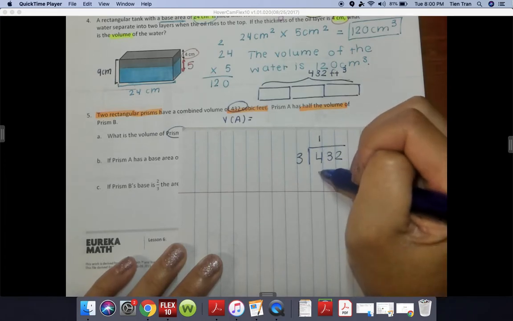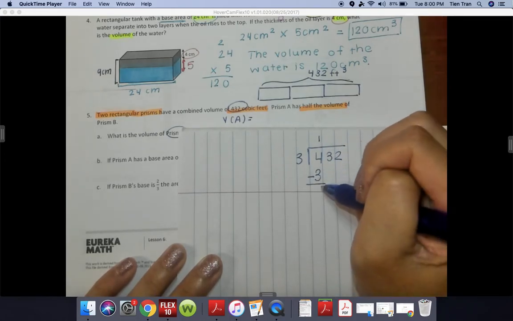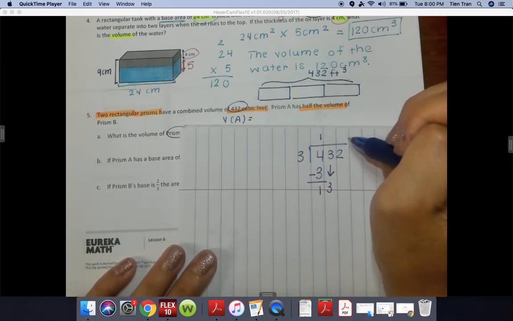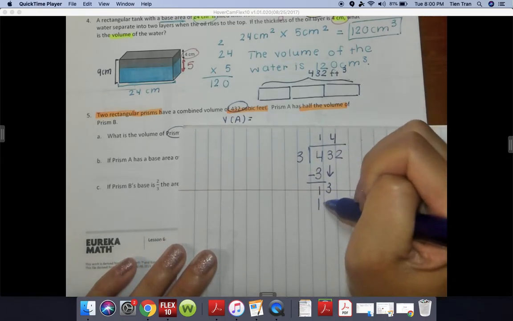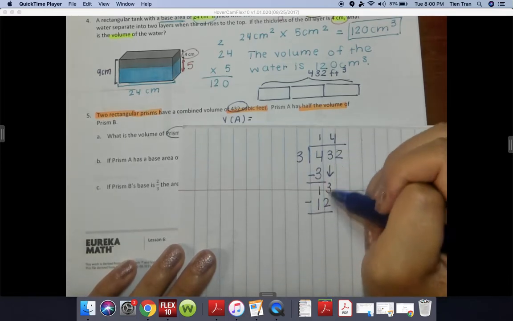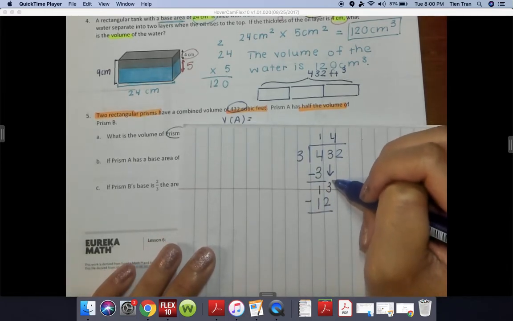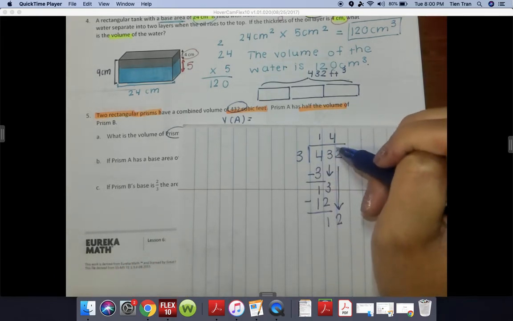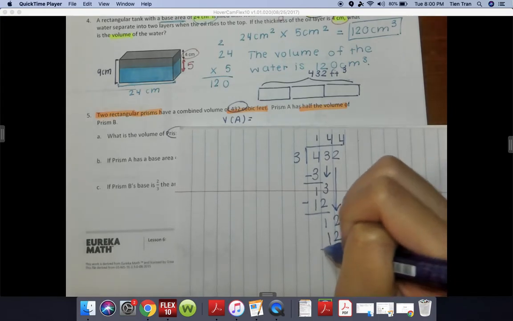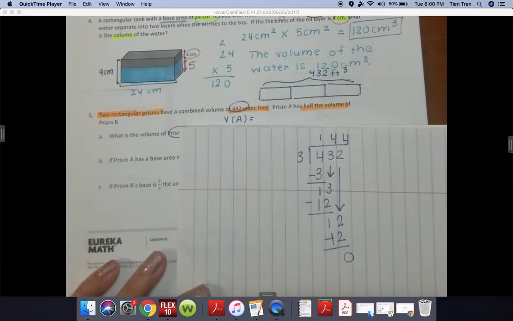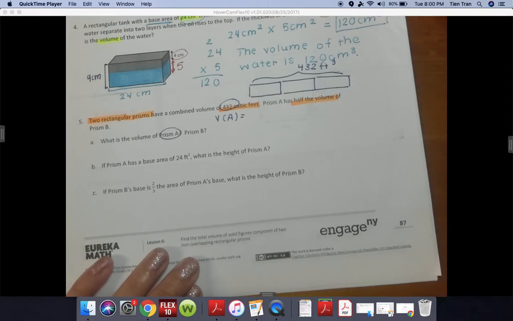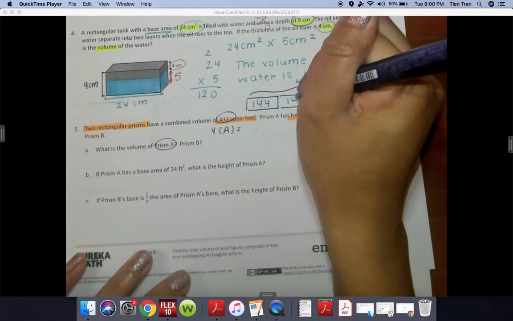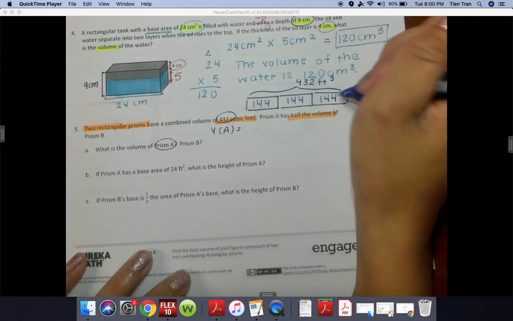3 goes into 4 one time, I subtract, 4 minus 3 is 1, bring down my 3. 3 goes into 13 4 times. I know that 3 times 4 is 12. 13 minus 12 is equal to 1. I bring down my 2. 3 times 4 is equal to 12. I subtract and get 0. So I have 144 in each of these right here. So I'm going to write 144, 144, and 144.